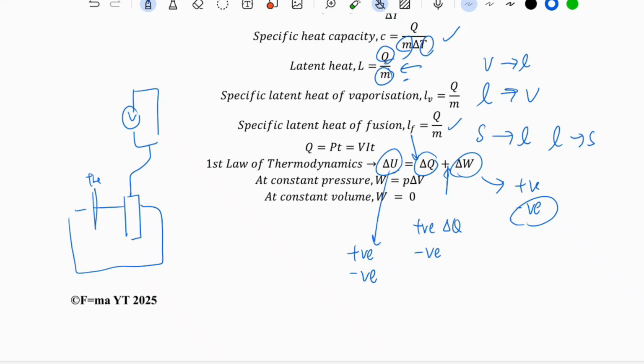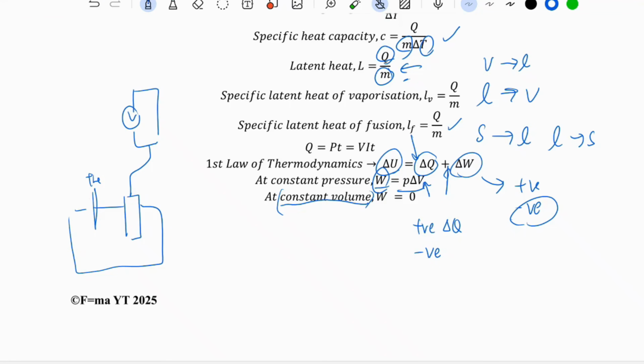Okay. Next formula we have, at constant pressure, work done equals pressure times change in volume. Then we have at constant volume, your work done is 0. Why is work done 0 at constant volume? Because work done equals pressure times change in volume. So if your change in volume is 0, because it's constant volume, that means your volume is not changing, so your whole equation becomes 0. That is why your work done equals 0.